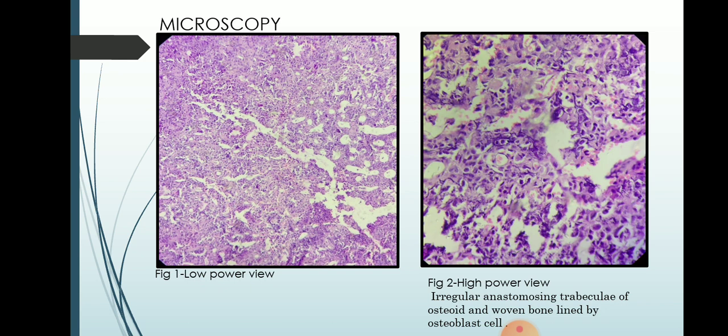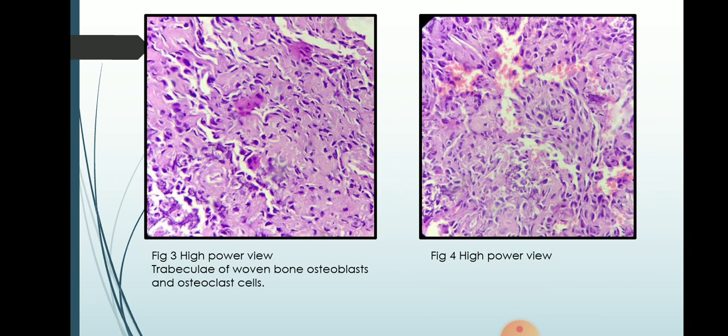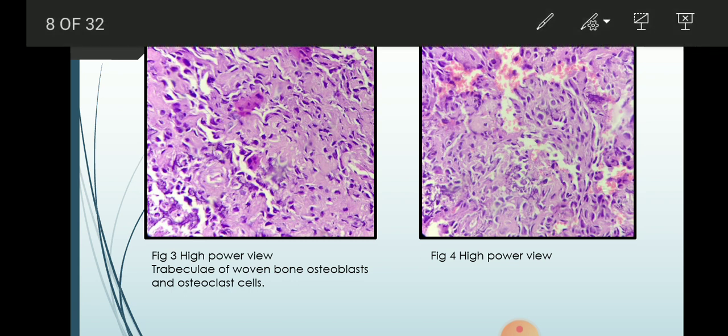irregular trabecula of osteoid bone lined by osteoblast cells. These are another image showing osteoclast cells, bone, osteoblast cells, and vascularity of the tissue.